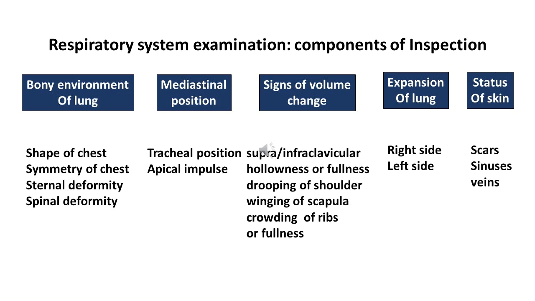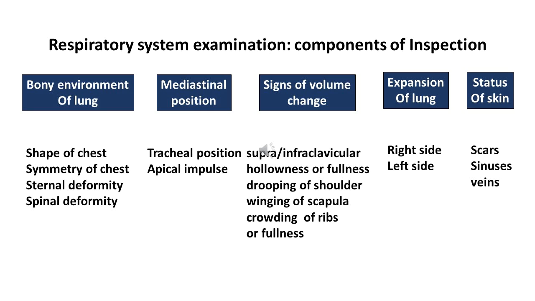Signs of volume change can be either a decrease in the volume or also an increase in the volume. A typical example of a condition which causes decrease in the volume is fibrosis. Increase in the volume can be emphysema or even massive pleural effusion. So you need to look at the supra and the infraclavicular fossa for the presence of either hollowness or fullness. Hollowness will indicate a decrease in volume, whereas fullness will indicate an increase in the volume.